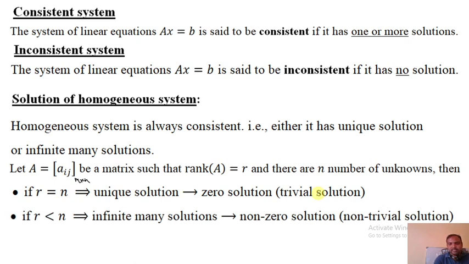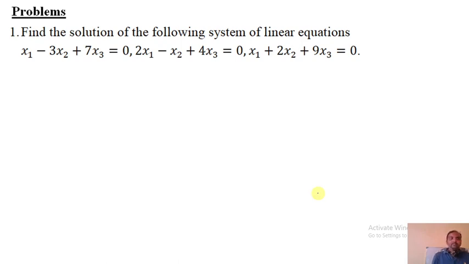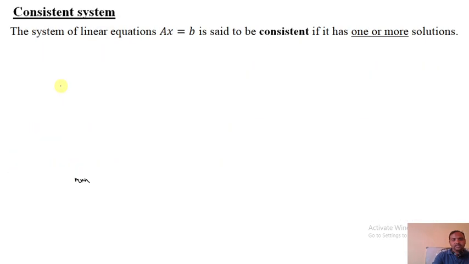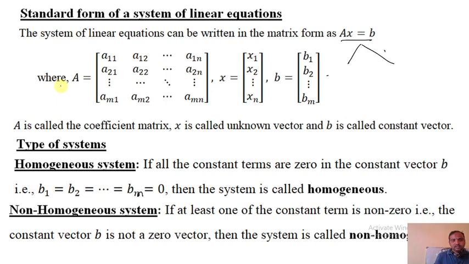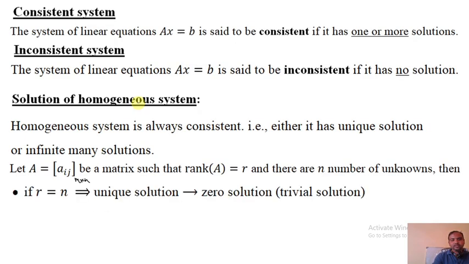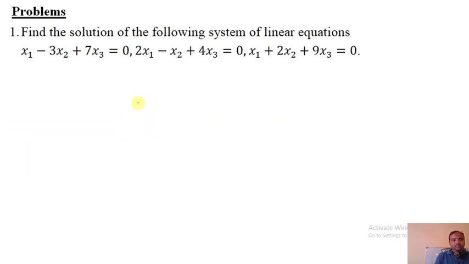Now we will discuss some examples of systems of equations. First example, find the solution of the following system. Now write the coefficient matrix. In a homogeneous system, A is called the coefficient matrix.